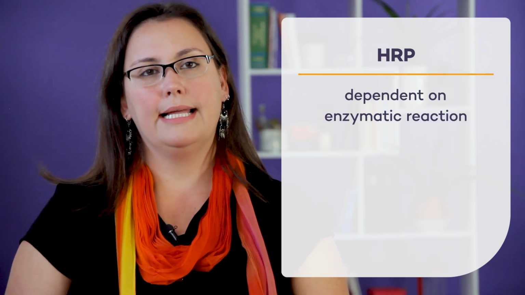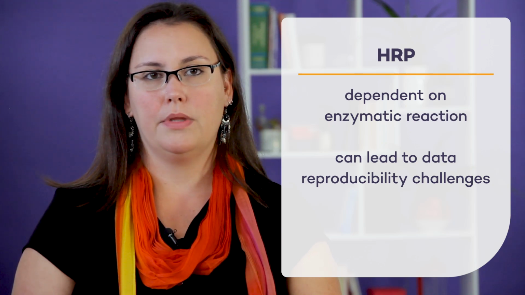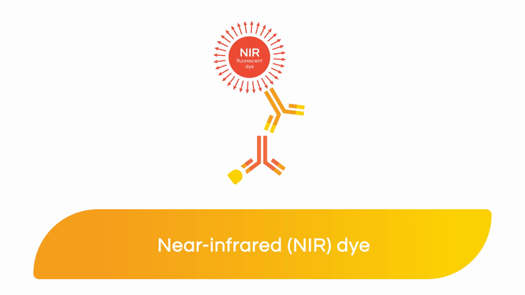Whenever you're using HRP, you're going to be depending on an enzymatic reaction. That leads to a few challenges when it comes to data reproducibility. If your secondary antibody is labeled with a dye, you can bypass the need of using a substrate before you image the membrane. In that situation, the dye will be excited by a particular wavelength and a detector will capture the light that is emitted by the dye.